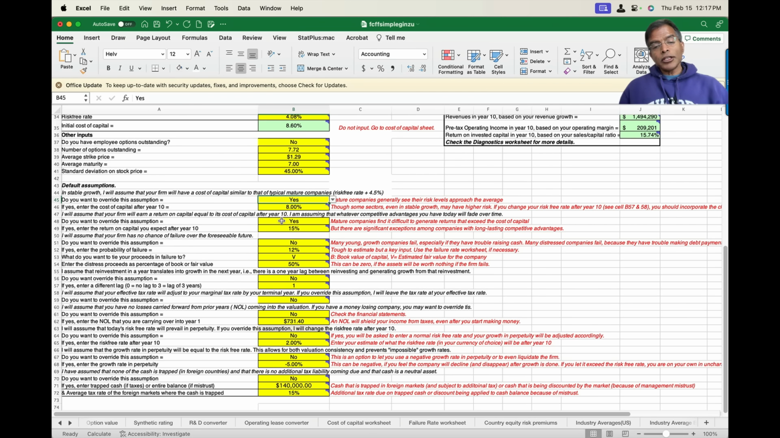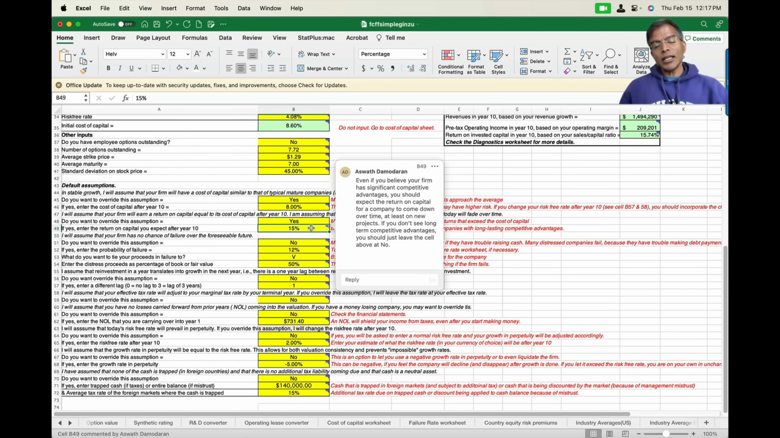Then I tell you what I do with the return on capital. Now, the default in the spreadsheet is as you move towards year 10, which is your end year, your return on capital on your new investments after that year will be equal to your cost of capital. Again, that's my default because most companies' competitive advantages fail. Well, in the case of Amazon, I don't think that's going to happen. It's got amazing barriers to entry. So I'm going to say yes.